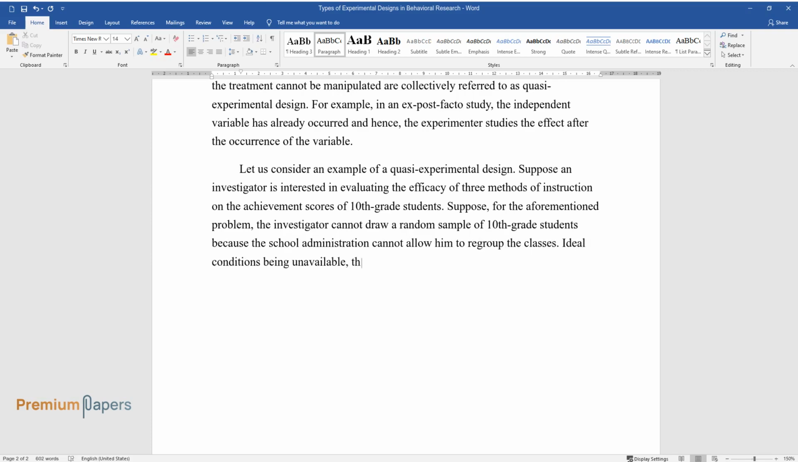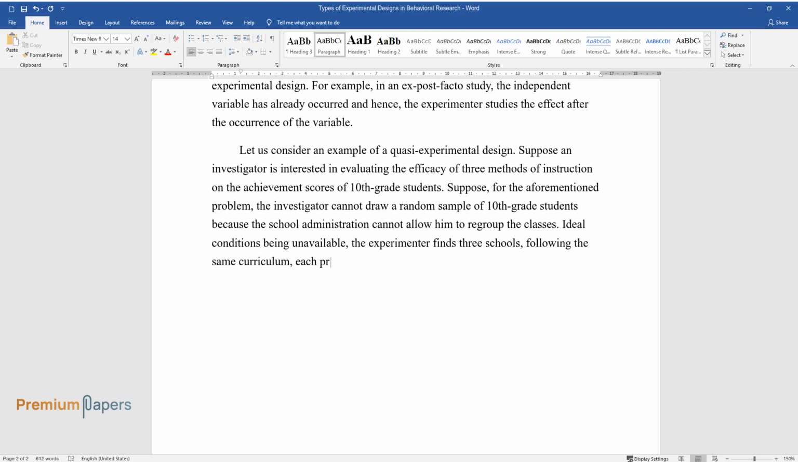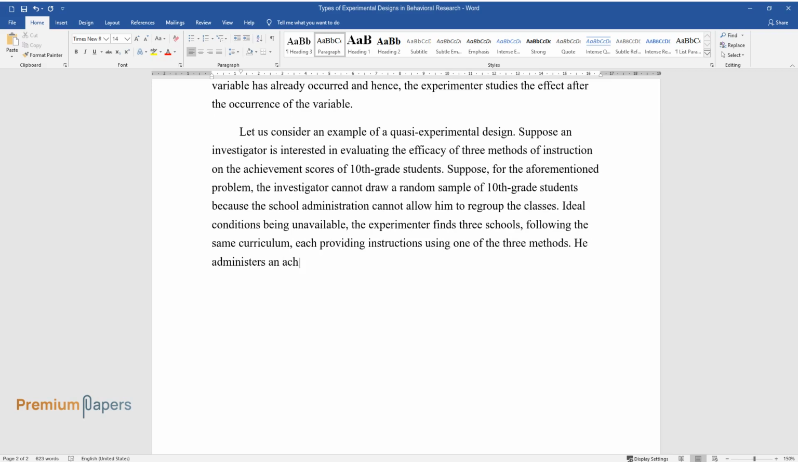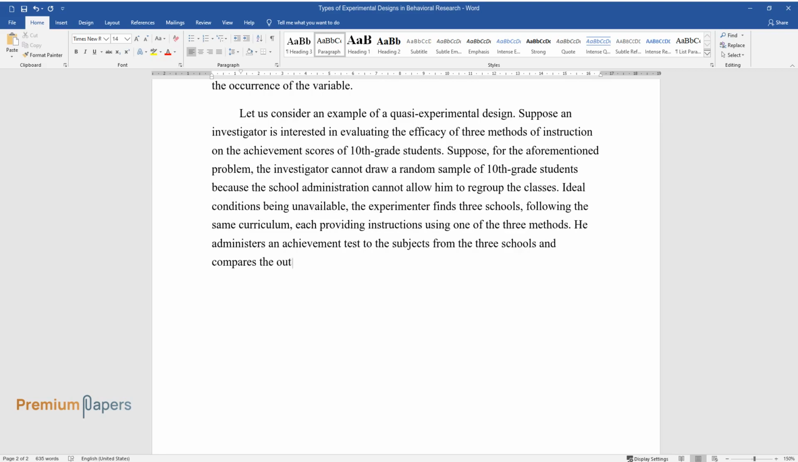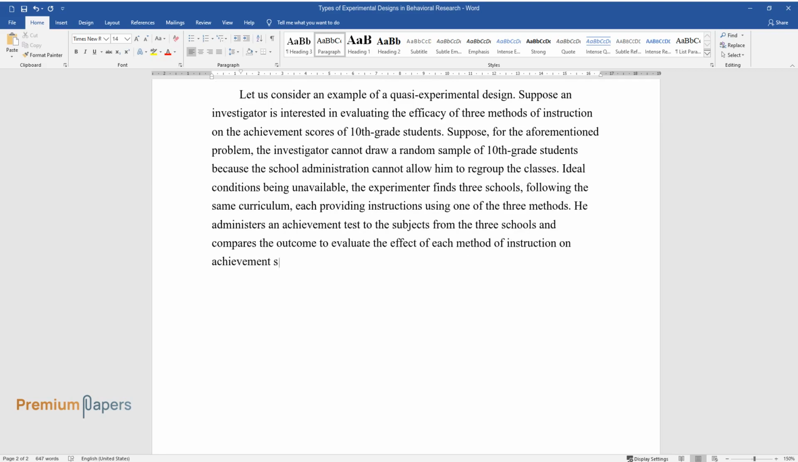Ideal conditions being unavailable, the experimenter finds three schools, following the same curriculum, each providing instructions using one of the three methods. He administers an achievement test to the subjects from the three schools and compares the outcome to evaluate the effect of each method of instruction on achievement scores.